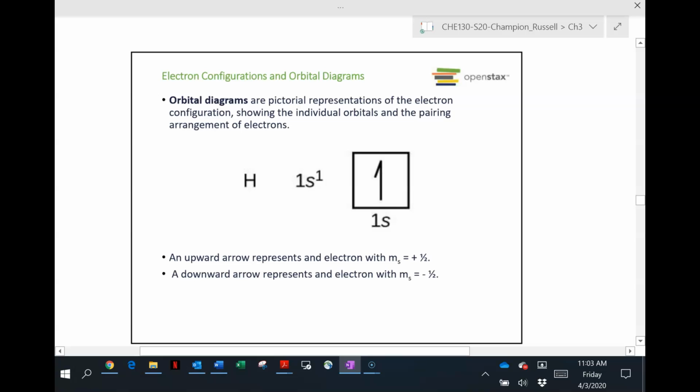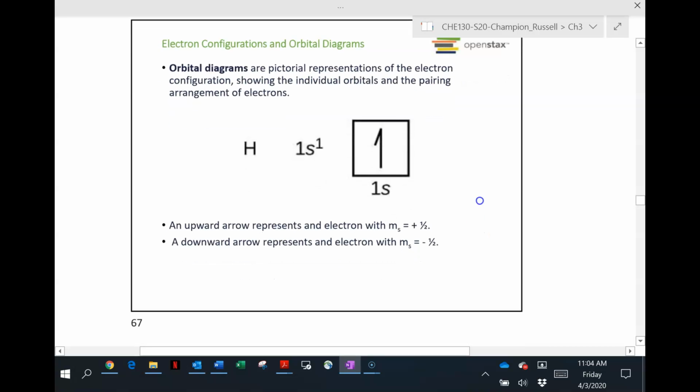Now, the orbital diagrams, which we had a picture of before, which I sort of showed you one there, orbital diagrams give us a little more information. They take up a little more space. What we do is we represent each orbital as a box or a line, and we represent the electron as an arrow, where an up arrow is m sub s is plus 1/2, and a down arrow is m sub s is minus 1/2. So what we can do right here is we look at this picture right here.